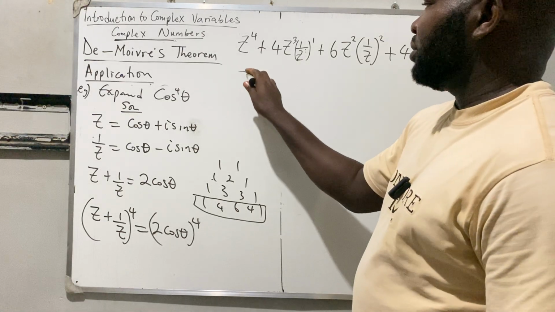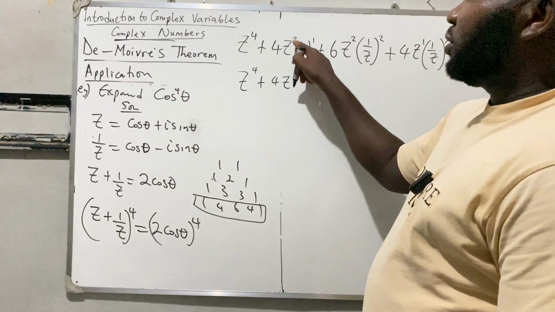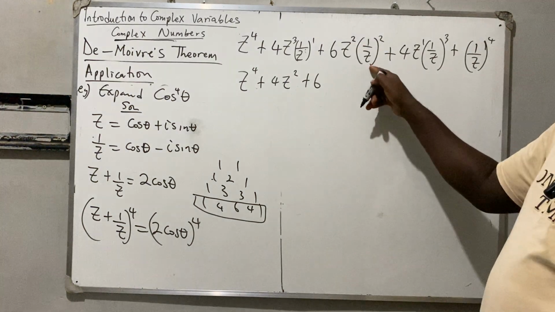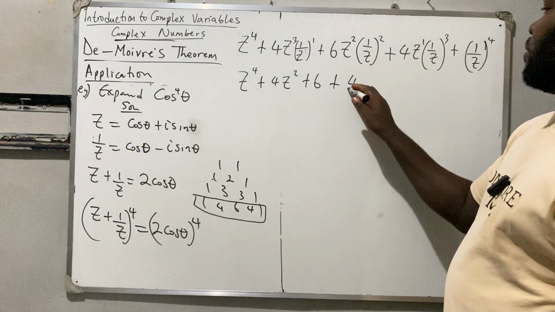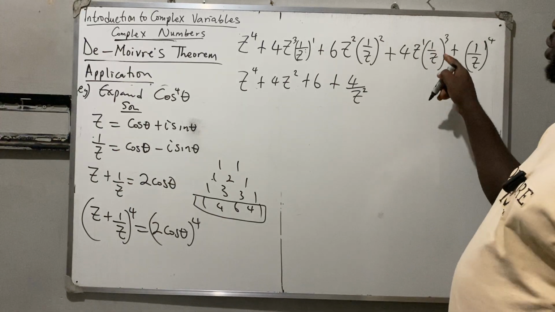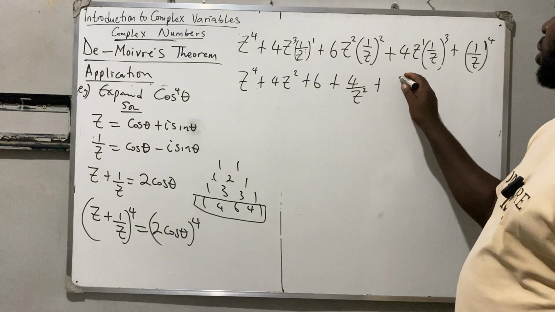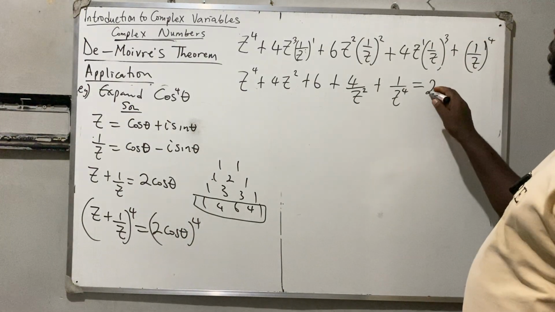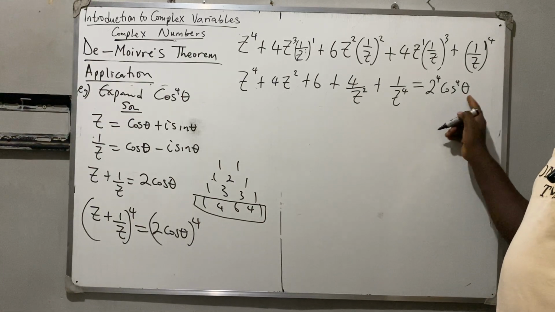So the expansion will now be z raised to power 4 plus 4z squared, because this will take care of one of these to have z squared. Plus 6, because the z squared and 1 over z squared will take care of each other, gone. Plus 4 over z squared, 1 up, 3 down, so 1 takes care of 3, I'm having 2 still down. Plus 1 over z to the power 4. Remember that this is equal to 2 raised to power 4 cos to the power 4 theta, and this is what we are looking for.